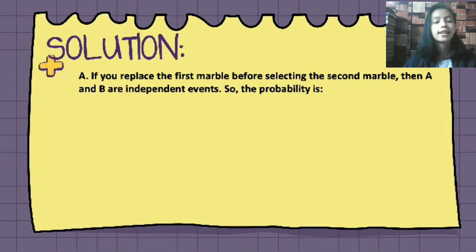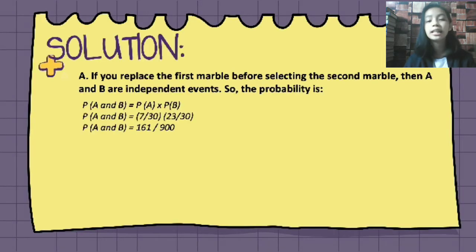Before anything else, let us set our representations. Let A be the event of getting the first blue marble and B the event of getting the second marble that is not blue. For question A, the formula we will use is the one used in independent events, as it has been stated that the first marble is replaced before drawing the second.